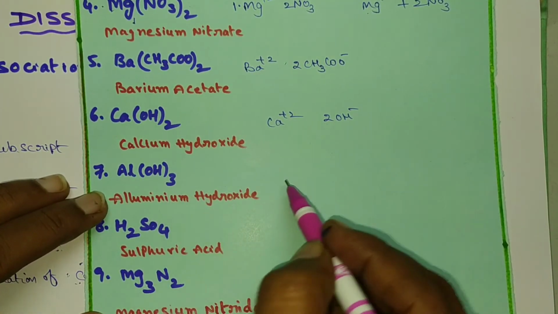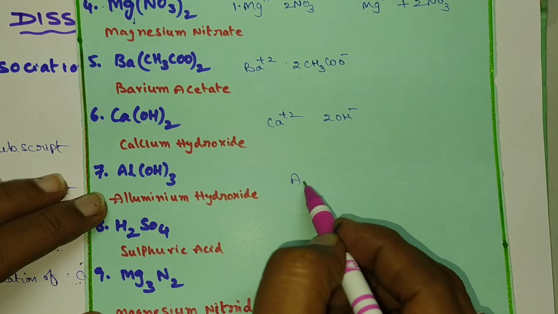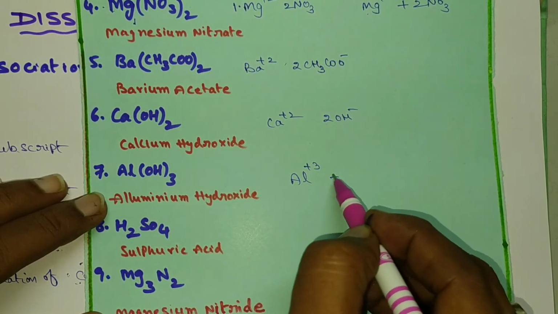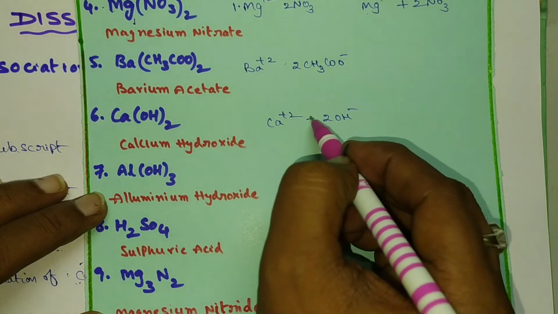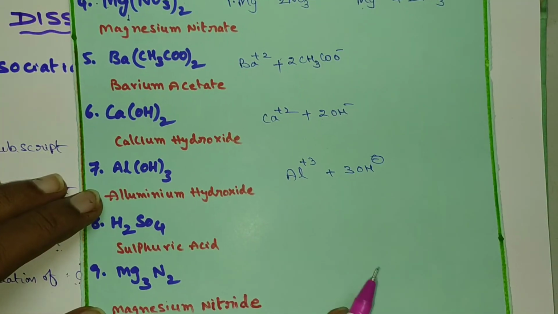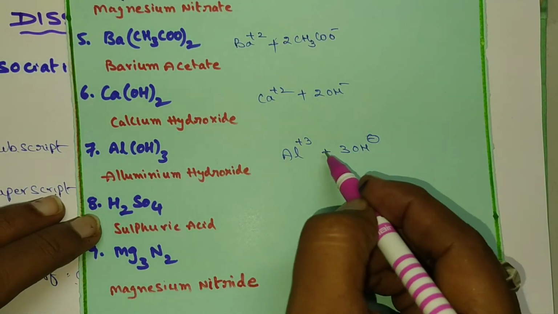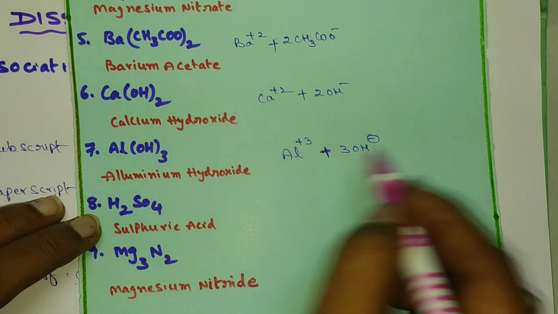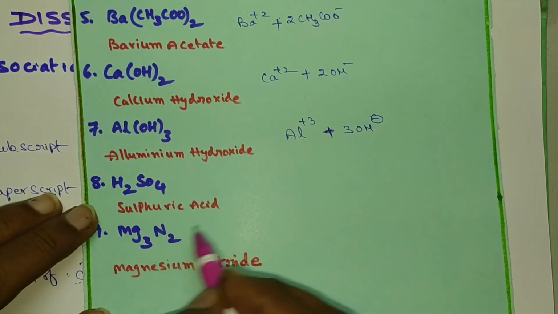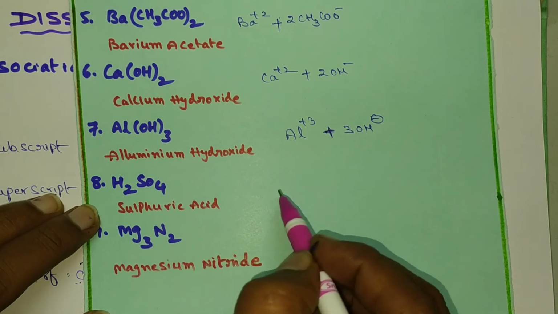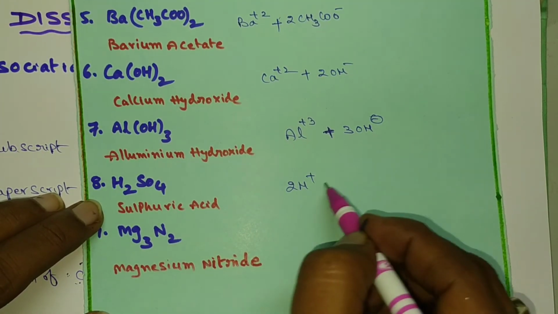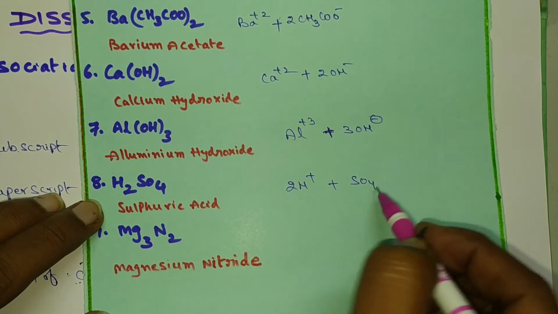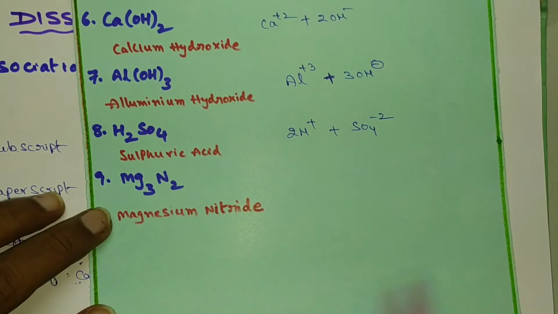Here aluminum hydroxide: Al plus 3 plus 3 OH minus ions. So we can separate them by putting a positive sign. By putting plus, we can separate these two ions. And next, H2SO4 dissociates to form 2 H plus ions and SO4 minus 2 ion.